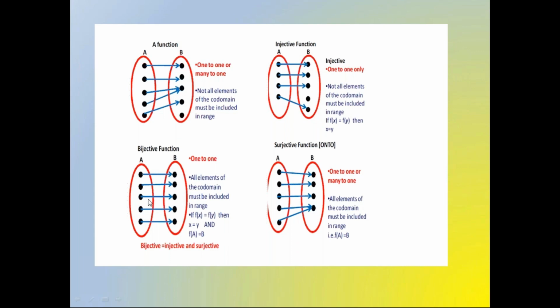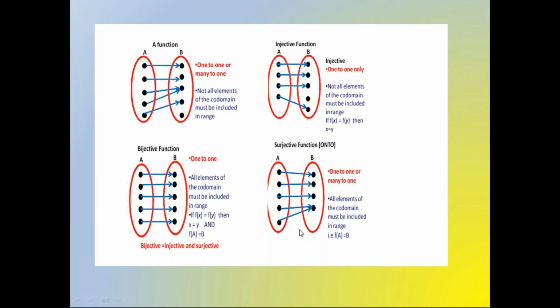For a bijective function, all the elements in the set A must be related to all the elements of the set B. All elements of the codomain must be included in the range. That is, if f of x equals f of y, then x equals y, and f of capital A equals capital B. Bijective is nothing but injective and surjective, so it is the combination of these two. And if you look at the diagram, all the elements in the set A are related to set B, then we can call it a bijective function.